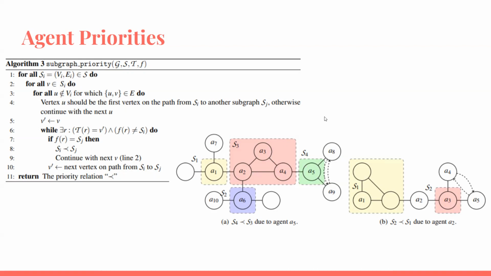It's also important to mention that agents that are not assigned to any subgraph, which is possible, are also not assigned a priority. They'll still be planned, but it'll happen after all of the agents that have priority have already been planned.